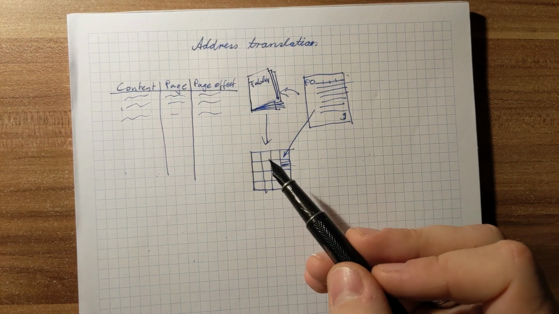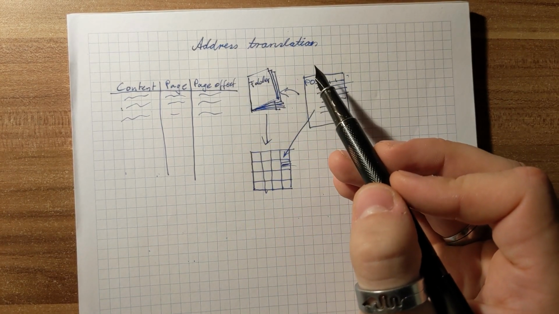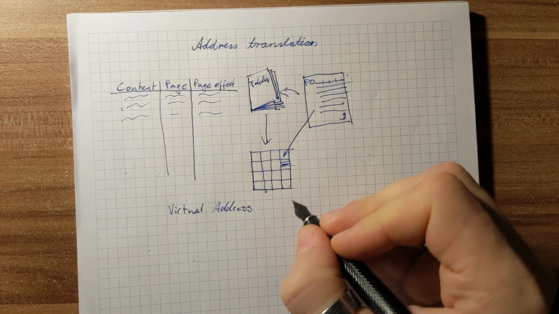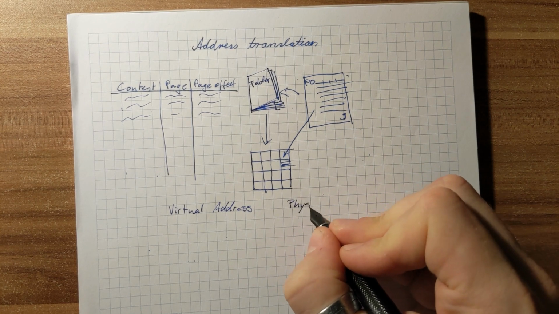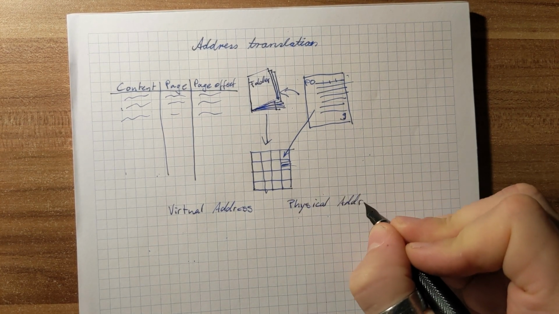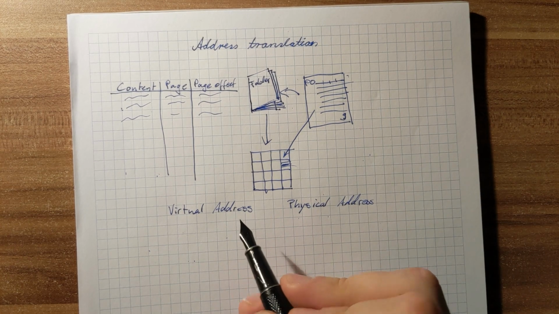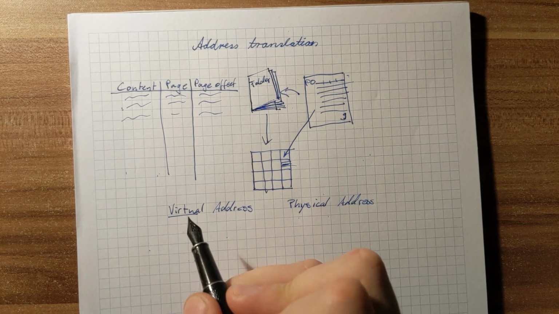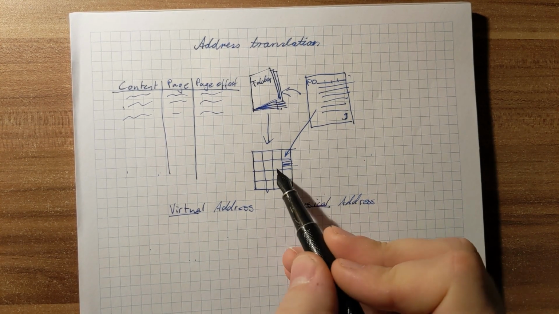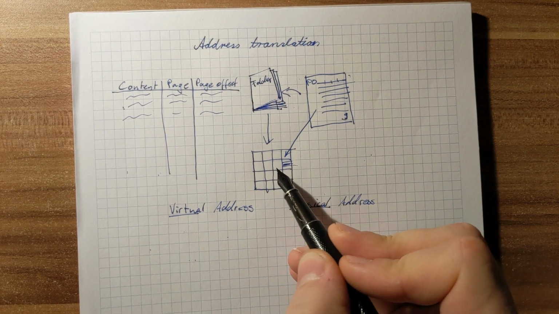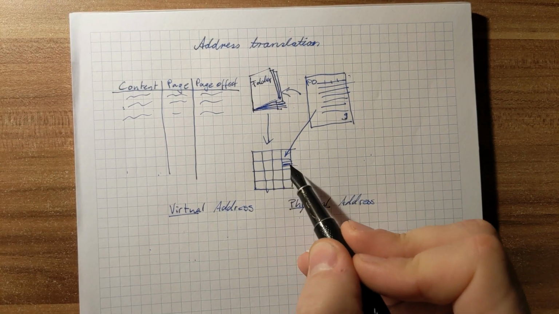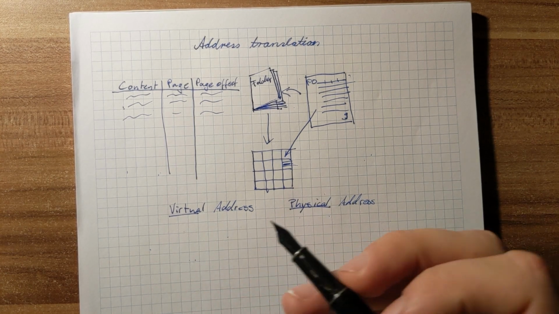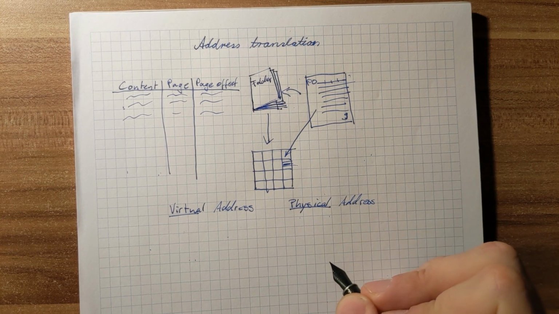Now the problem why we need address translation is that you have a virtual address and you have a physical address that are not the same. Now the question is, of course, why are they not the same? The virtual address is what your program works with, and the physical address is the real address of the physical thing on your computer. And they cannot be the same because the program does not know how your computer is managing its memory.